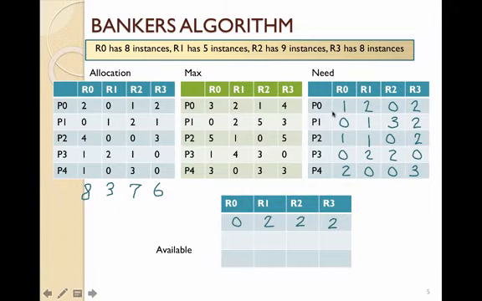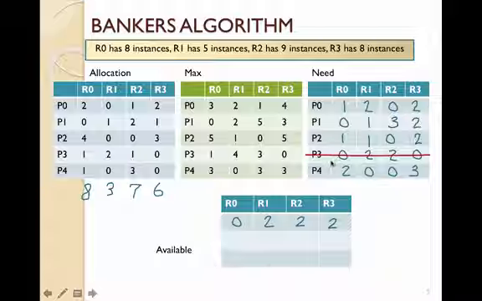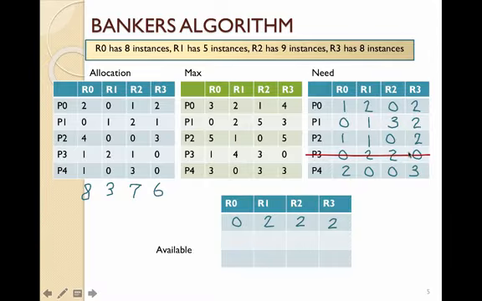So we'll start with P0, and if we have available 0, 2, 2, 2, that does not cover the need of P0. But you can see that it does cover the need of P3. It doesn't cover P1, P2, but it does cover P3. 0, 2, 2, 2 is greater than 0, 2, 2, 0. So P3 will be able to use the resources that are available, finish all of its work, and then those resources that have been allocated to P3 will become available for the other processes.